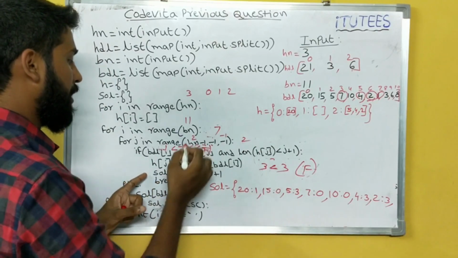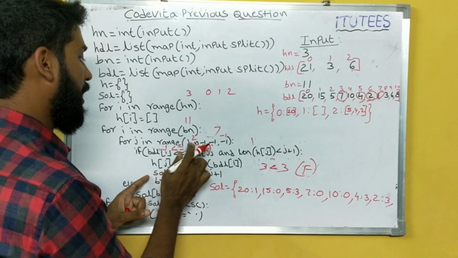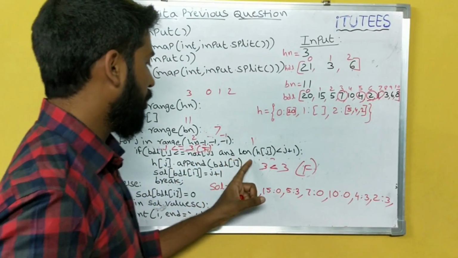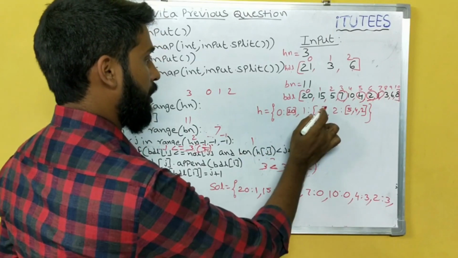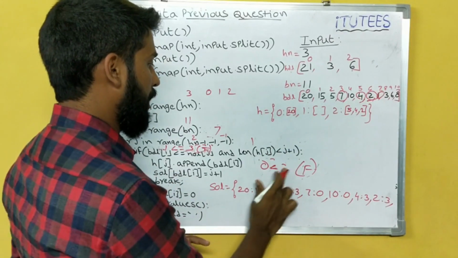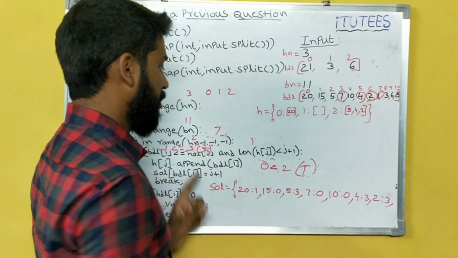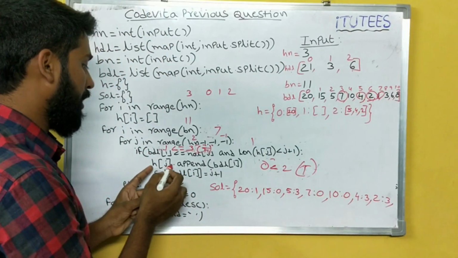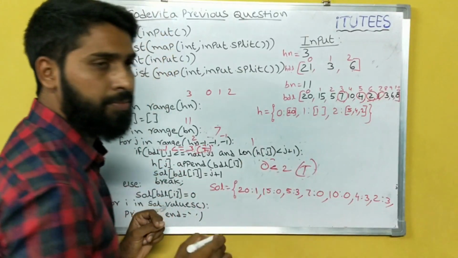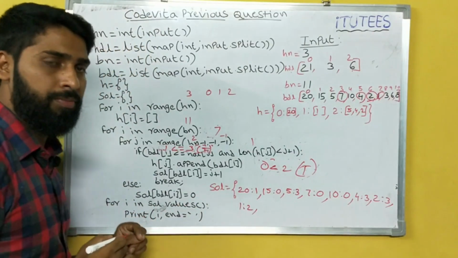So next we increment the j value, it is 1. So 1 means 1 less than or equals to 3. 1 less than or equals to 3, true. Go to here. So length of h of 1, that means this one, 0, this length, 0 less than 2. Yes, it is true. So h of j dot append. So that means here we append 1. So after the solution, 1 colon 2.